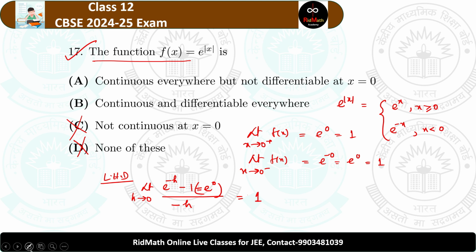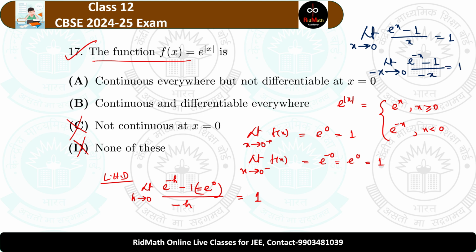Here we have a standard result: the limit as x tends to 0 of e to the power x minus 1 divided by x is equal to 1. That means the limit as minus x tends to 0 of e to the power minus x minus 1 divided by minus x is also 1. So the right hand derivative, RHD, is the limit as h tends to 0 of e to the power h minus 1 divided by h, which is also 1.